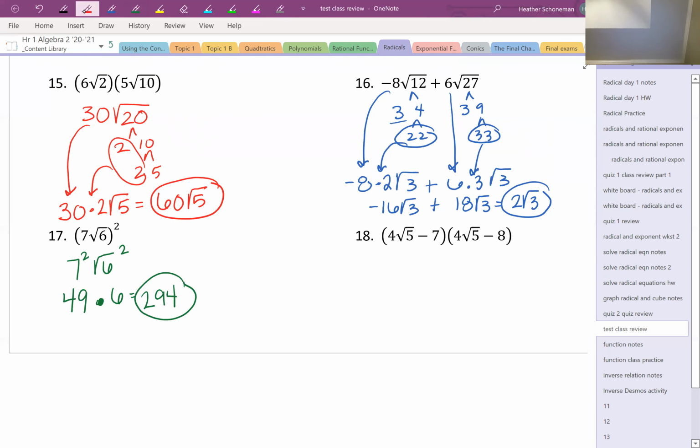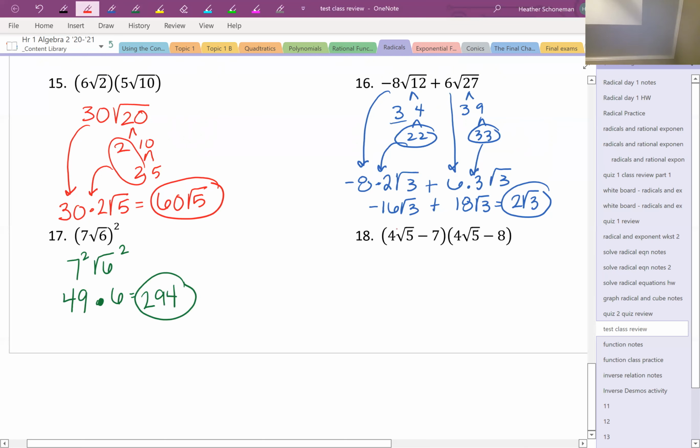On our last problem, we have a binomial times a binomial. So you got to FOIL or distribute, whatever you want to call it. So 4 square root 5 times 4 square root 5. Well, 4 times 4 is 16. Square root of 5 times square root of 5 is 5. On the next one, 4 square root 5 times negative 8. Well, 4 times negative 8 would be negative 32 square root 5. In the middle, negative 7 times 4 is negative 28 square root 5. And at the end, a negative times a positive would be positive 56.